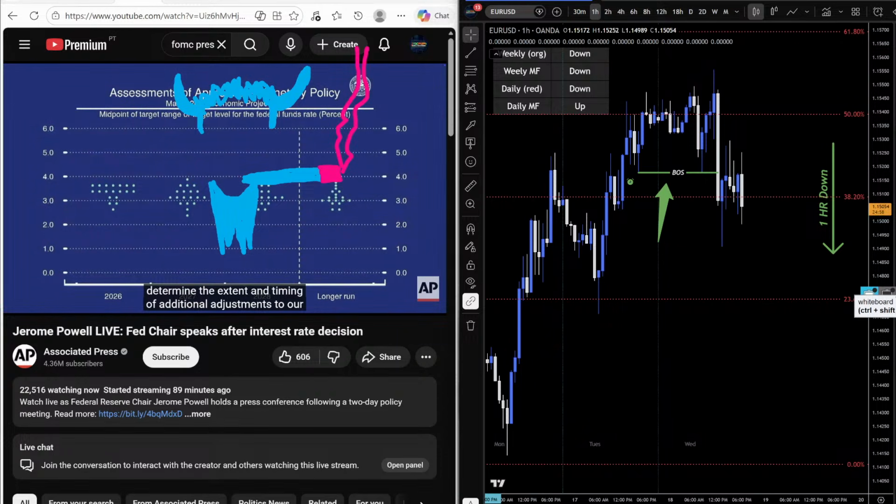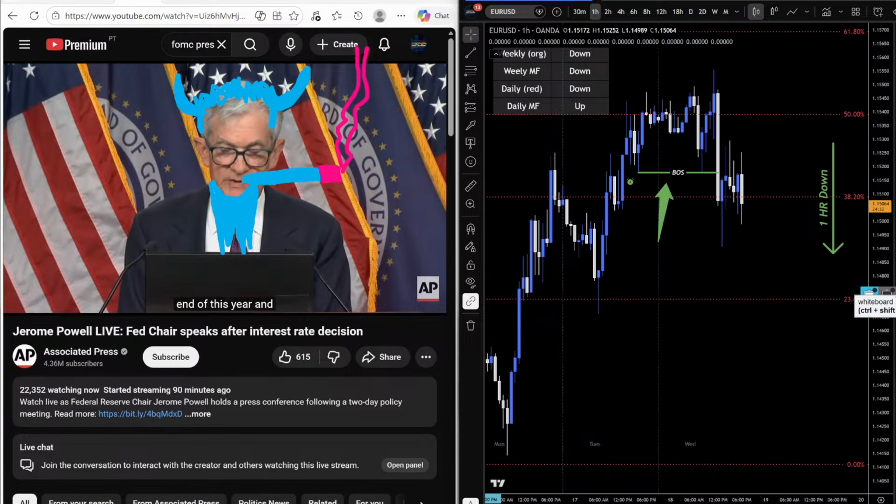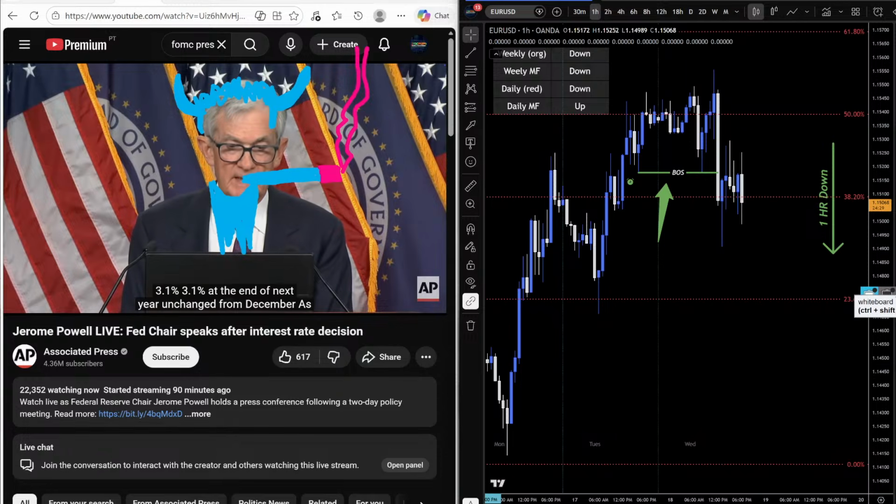In our SEP, FOMC participants wrote down their individual assessments of an appropriate path of the federal funds rate under what each participant judges to be the most likely scenario for the economy. The median participant projects that the appropriate level of the federal funds rate will be 3.4% at the end of this year and 3.1% at the end of next year, unchanged from December. As is always the case, these individual forecasts are subject to uncertainty, and they are not a committee plan or decision. Monetary policy is not on a preset course, and we'll make our decisions on a meeting-by-meeting basis.